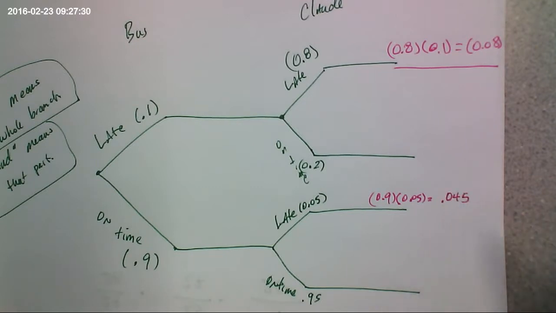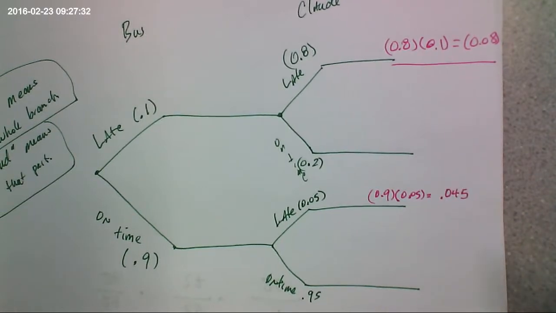0.045. Do you guys agree? So the probability that Claude is late, just overall, there's two ways it could happen. And that's an or. Do you follow me? It's an or, because he could be this way or this way. So you add them, because it's an or. Ands you multiply, ors you add.